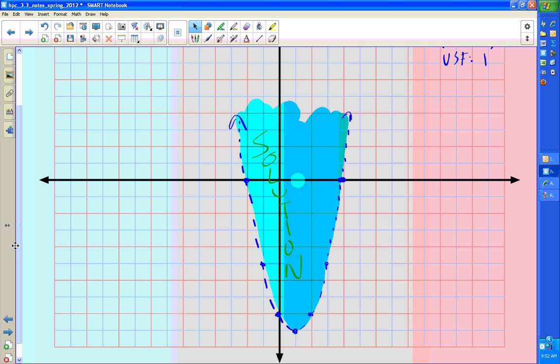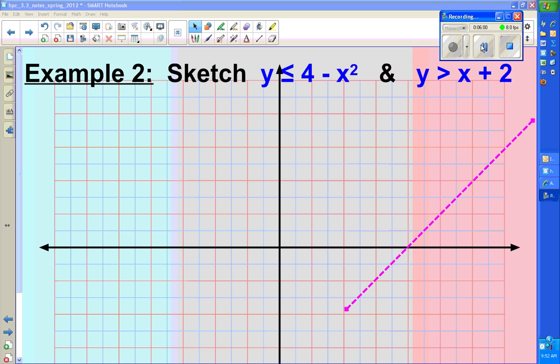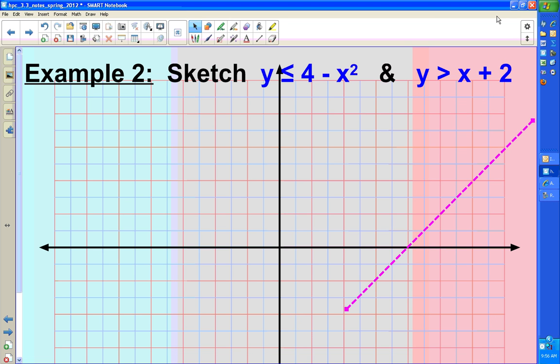All right, try these two. This time you have a parabola and a linear. So y is less than or equal to 4 minus x squared. That is a parabola. The vertex is at (0, 4). It opens downward, and the vertical stretch factor is -1. So you should have that parabola, and it's solid.